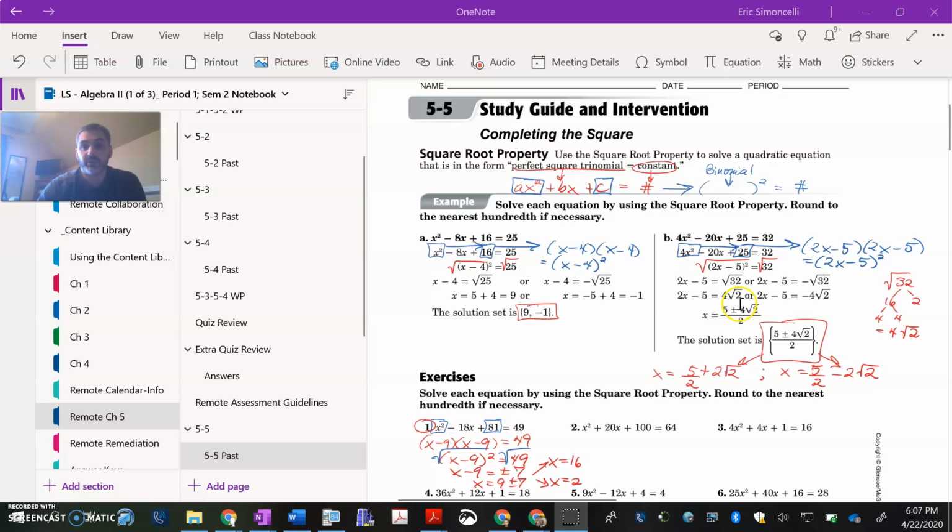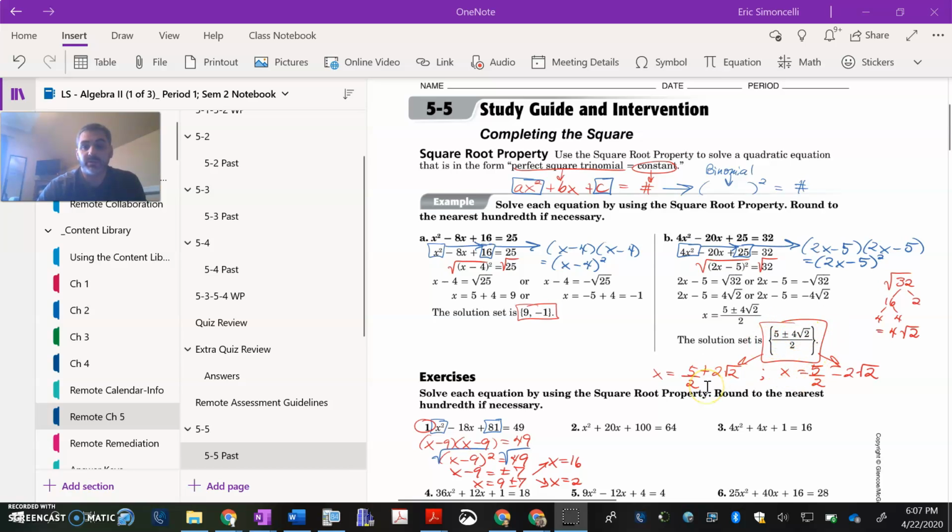Simply add 5 to both sides of both equations, divide by 2, and then you'll end up with, for the first, 5 plus 4 root 2 over 2, and then the other, 5 minus 4 root 2 over 2. This is a perfectly good way to write your final answer.